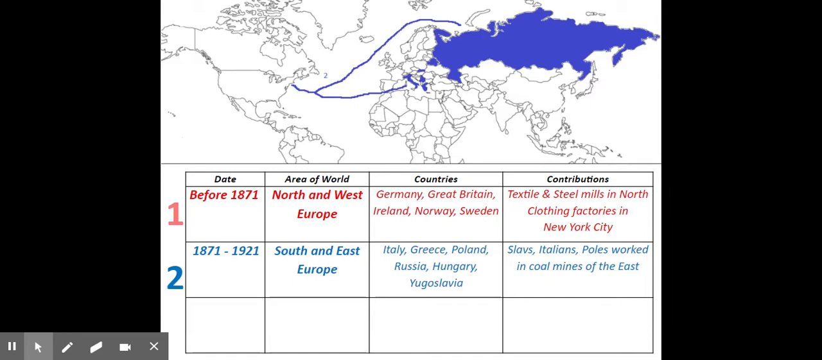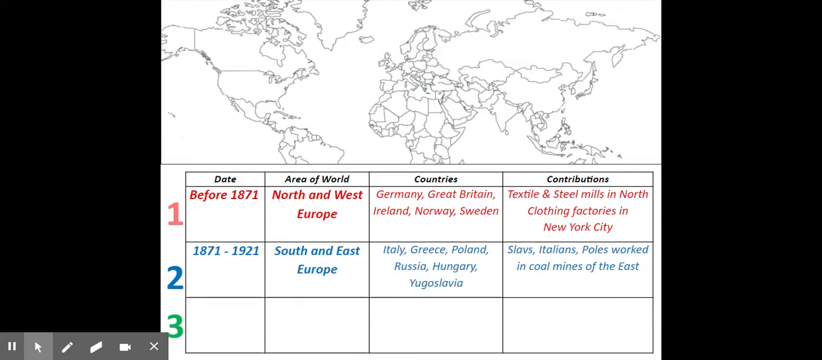And that's where a lot of these immigrants are going to go, is they're going to be working in those steel mills and those coal mines. Now, wave number 3, also during the same time period, 1871 and 1921, but from a completely different area. Wave number 3 tends to be made up mostly of the Chinese, coming from Asia.